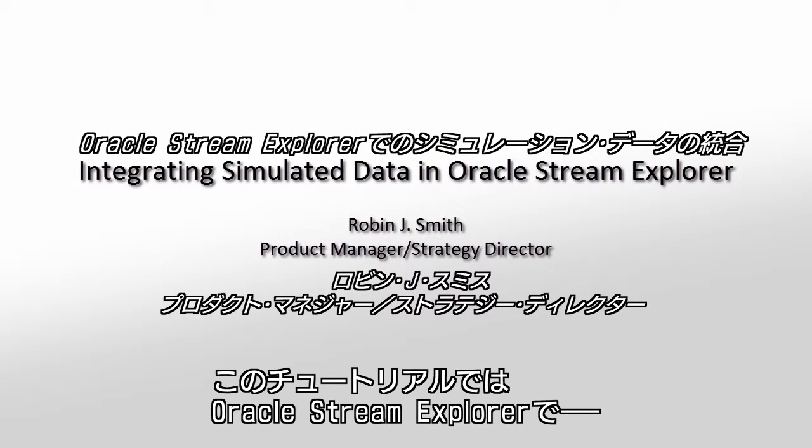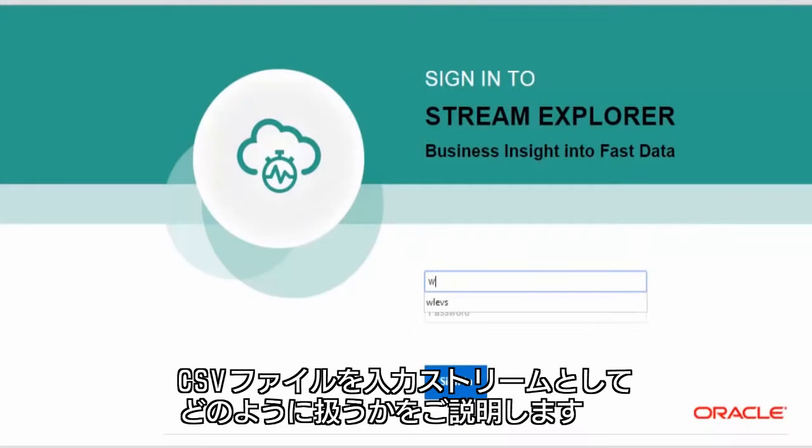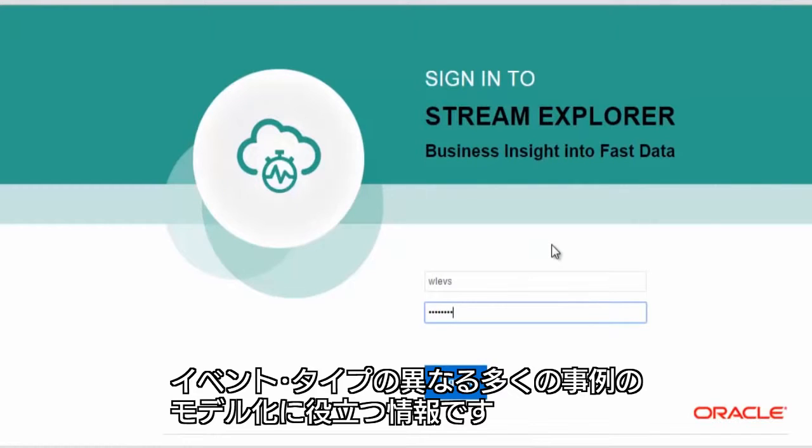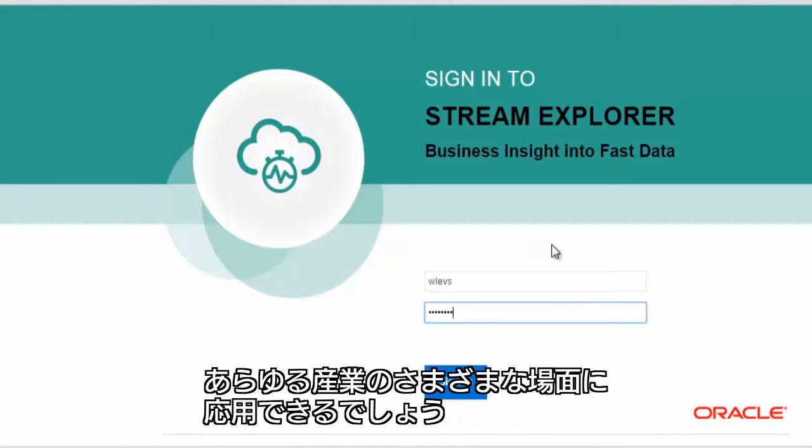This tutorial will show you how to use the CSV file, the comma separated value file, as an input stream into the Stream Explorer. This helps you model and simulate lots of different use cases with lots of different event types that you might want to use for different scenarios and different industries.